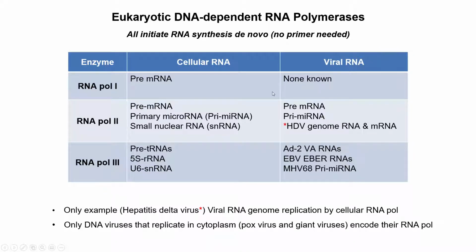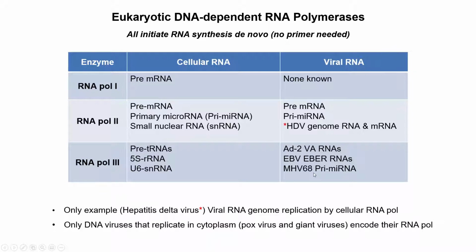So definitely remember that. Then you have RNA polymerase 3. This makes the tRNAs, 5S ribosomal RNAs, and also the U6 snRNAs, small nuclear RNAs. These are also found in the spliceosomes. So these make some very interesting RNAs. They also make the adenovirus-associated, virally associated RNAs. They also make the Epstein-Barr virus encoded region RNAs.